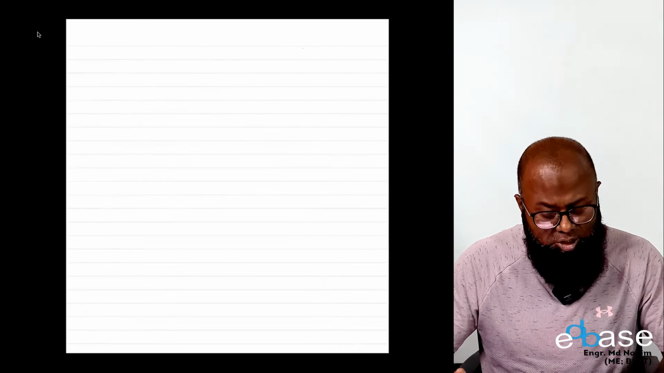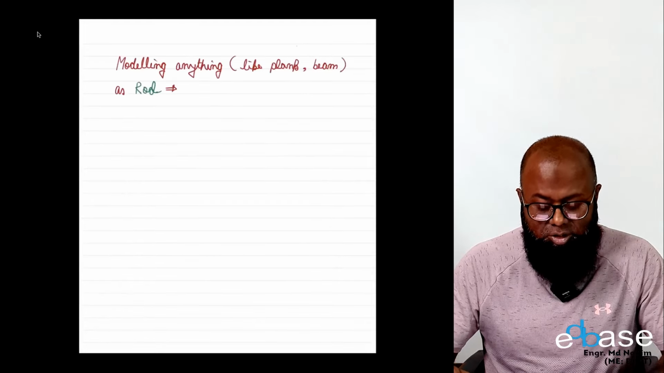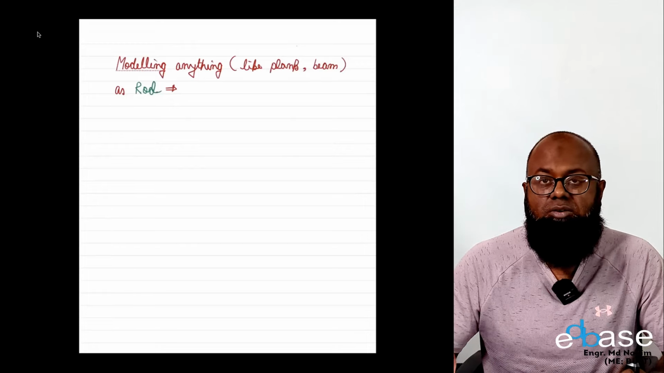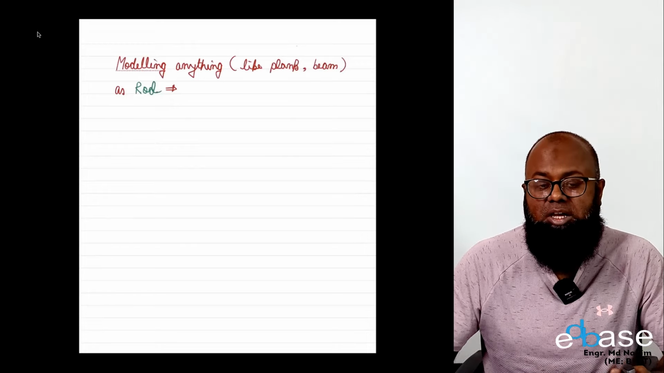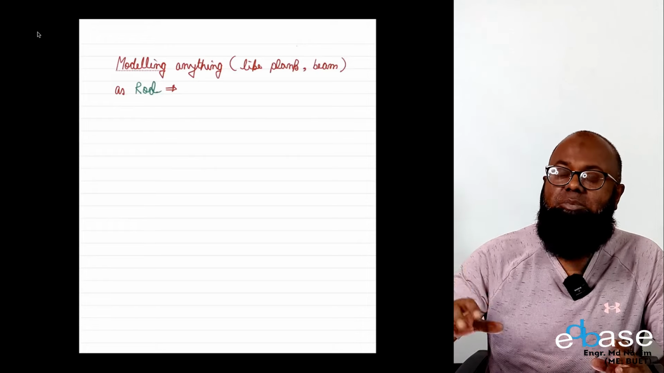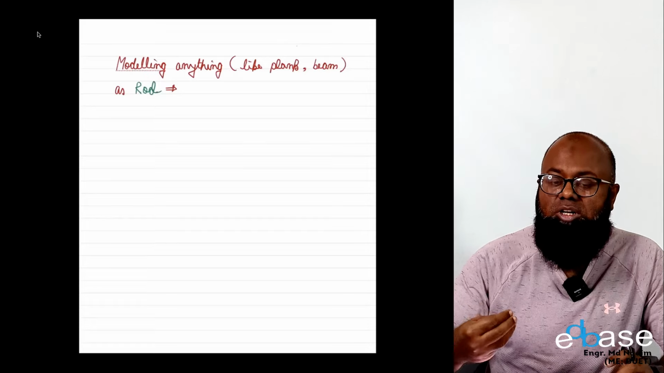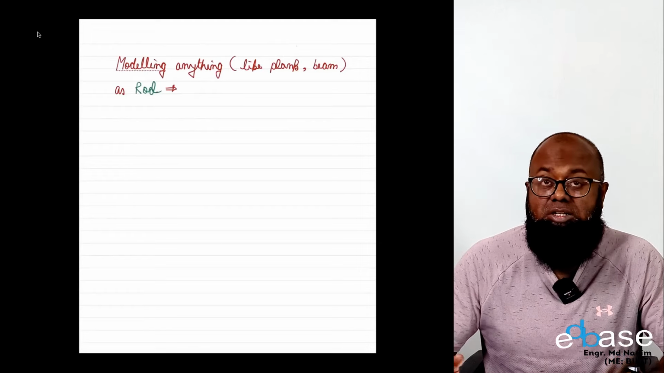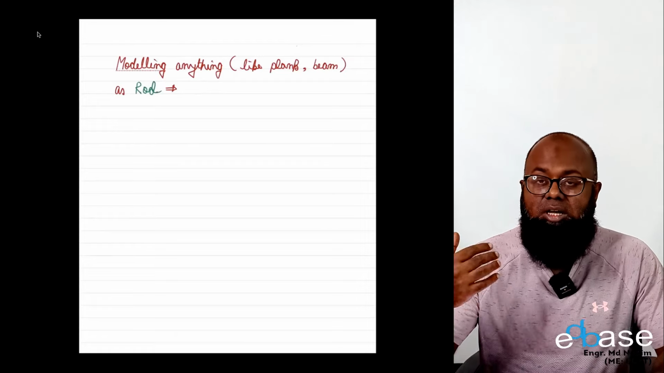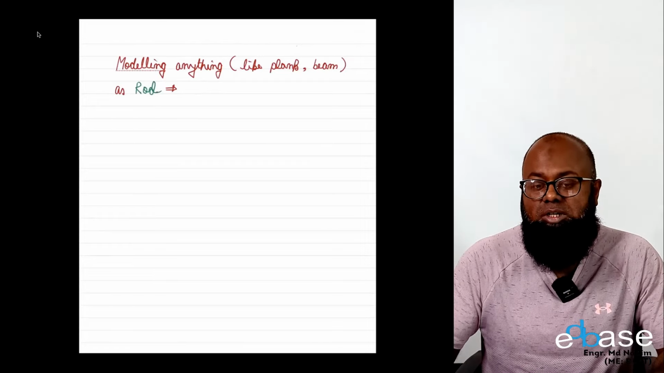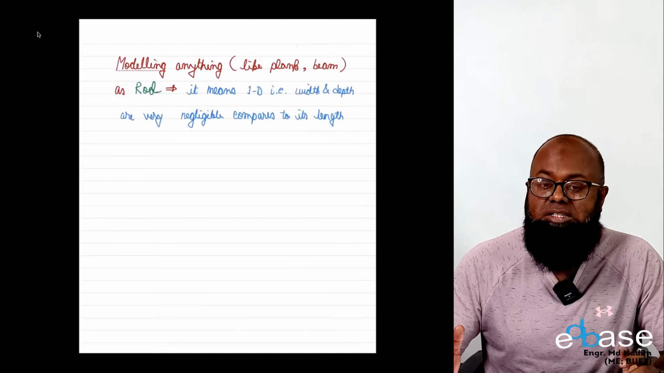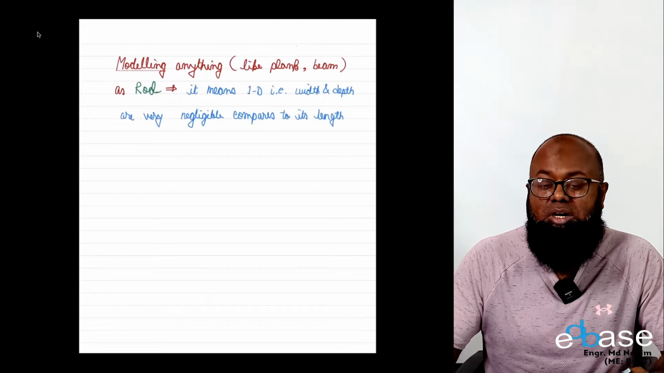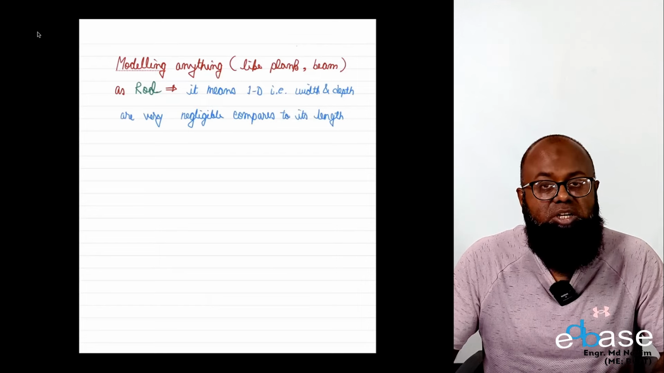So in this lecture, we would start to understand some words. Whenever you see these sentences or phrases in the question, you will understand that it means something special. That means, how have you used these modeling assumptions in your sum? Like if we model a plank or beam as a rod, it means it is one-dimensional. That means its width and depth are negligible compared to its length.